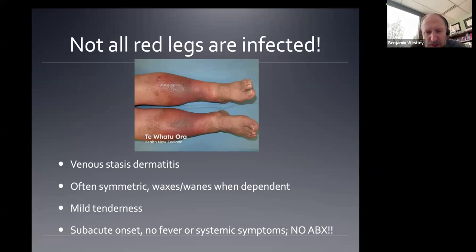I got to go to the Galapagos for Christmas, and there's a type of blue-footed booby, and there's also red-footed boobies. They all had red feet. None of them had cellulitis. Not all red legs are infected.